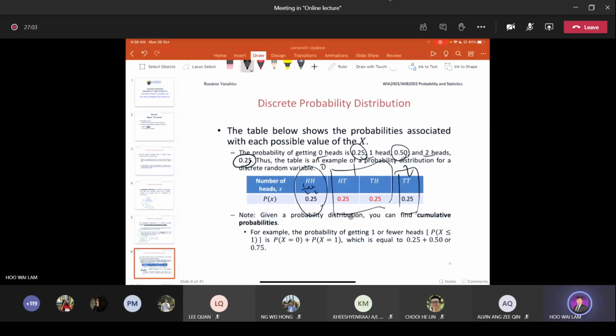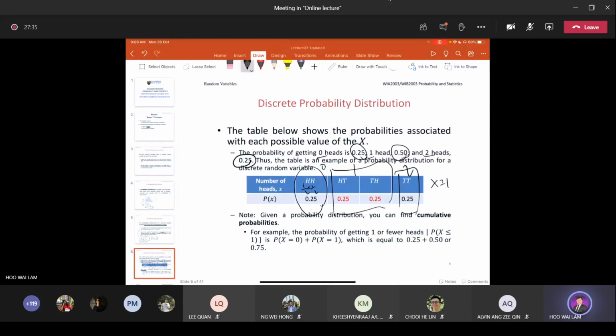Okay? And given a probability distribution, you can find cumulative probabilities. Over here, it's probability 1 by 1, right? But when you're calculating in terms of number of heads, you can calculate a set of probabilities in one shot. For example, over here, you're no longer calculating x equals to 2, for example. Oh, the example here is 1. Sorry, yeah. The example is over here.